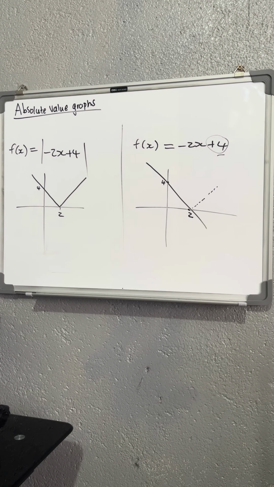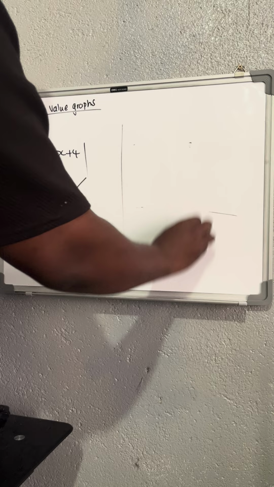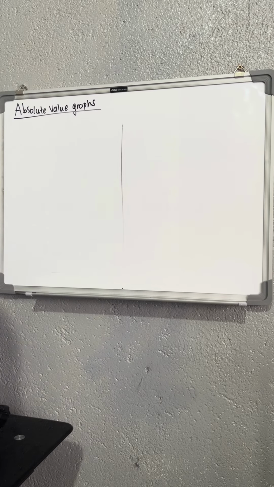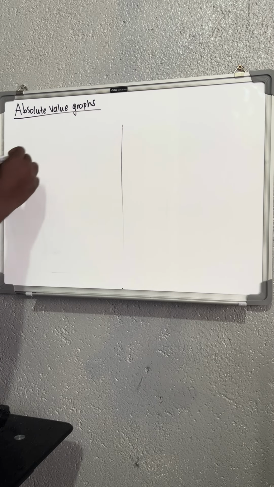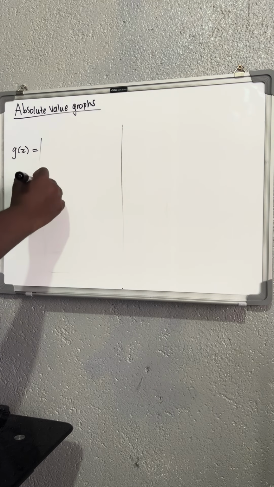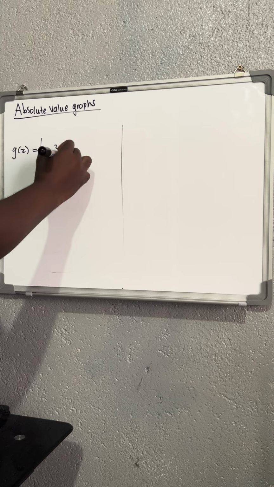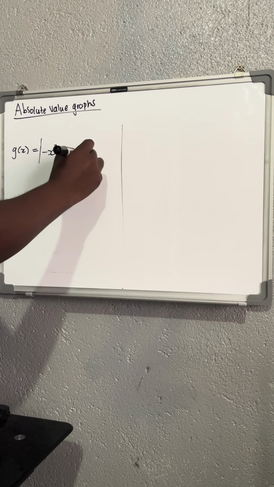As easy as that. So okay, we're done with that one. So let's just do one more example. Let's look at one more example. Okay, so now let's say you were given that you have to sketch the graph of g of x is equal to the absolute value of minus x squared plus 2x plus 8.